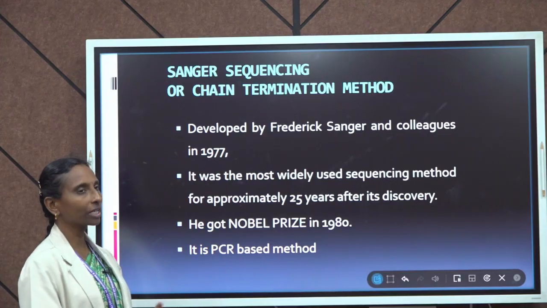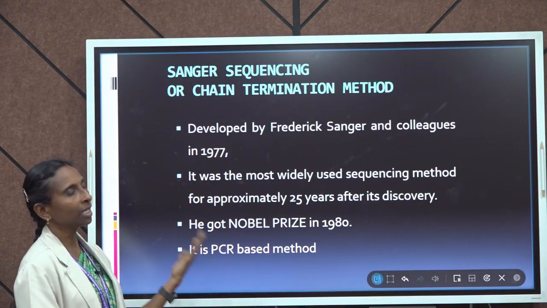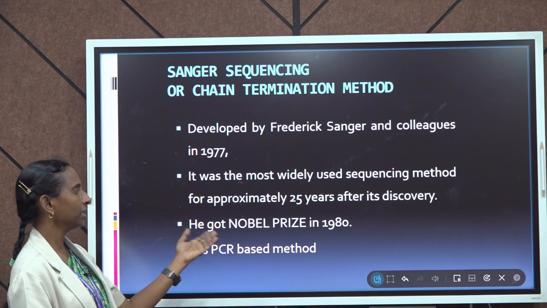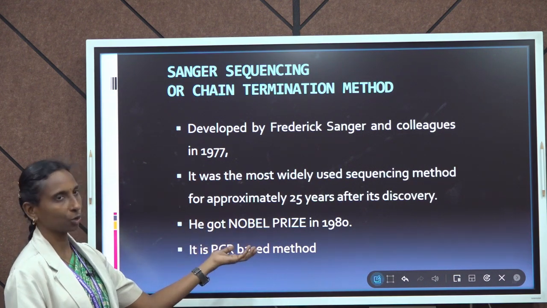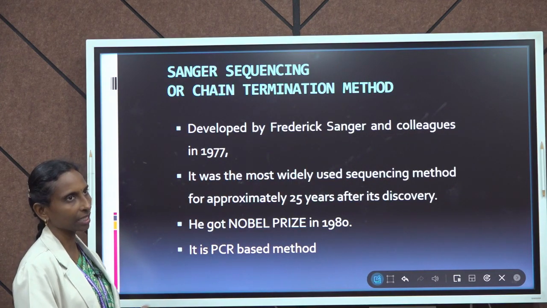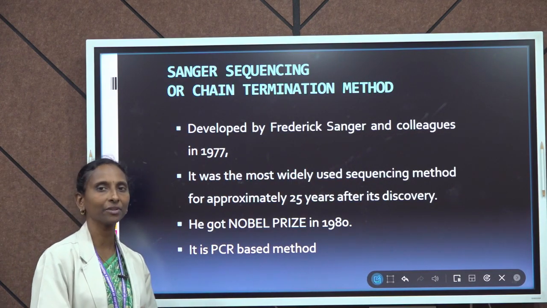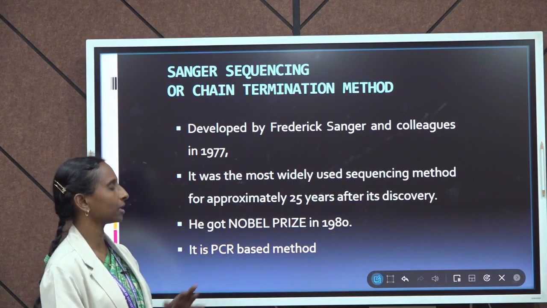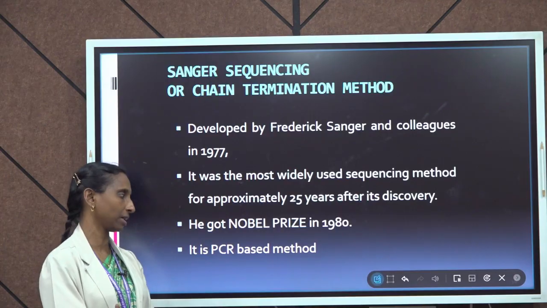So, in order to overcome the Maxam-Gilbert method, another sequencing technique was developed by Sanger. He got the Nobel Prize in the year 1980, Frederick Sanger, and along with his colleagues in 1977, they came up with a chain termination sequencing method, which is also called the Sanger sequencing method or dideoxy sequencing method.